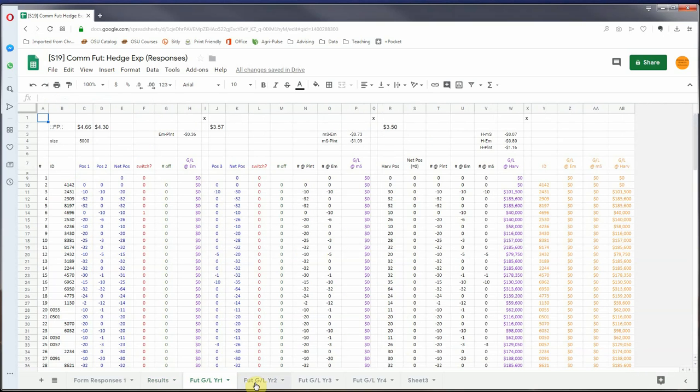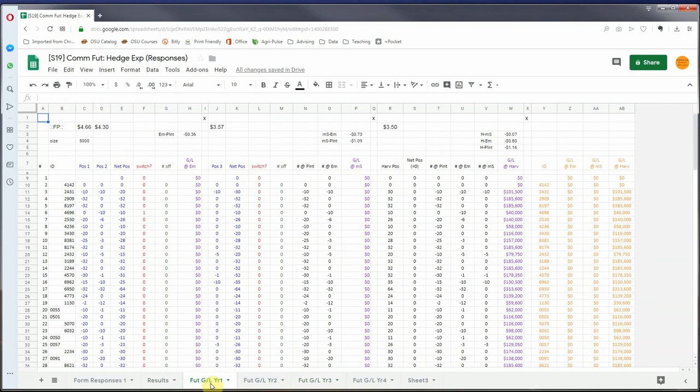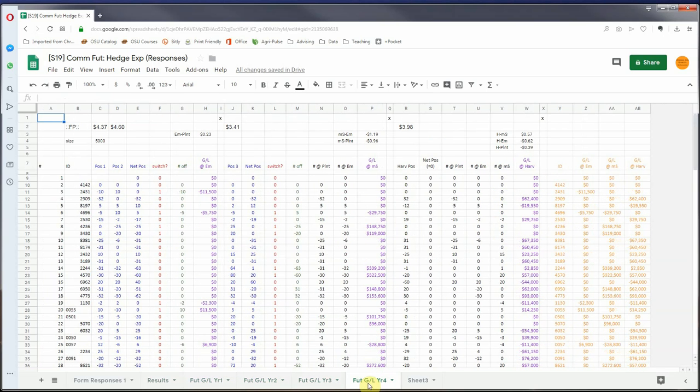My futures gains and losses are tabulated in each of these individual spreadsheets. Futures gains and losses year 1, year 2, year 3, year 4. I'm about out of time, so I may not go into specific detail, but I encourage you to poke around and look. It's a little bit involved because they can take long and short positions. That took me a little while to put together, but it's calculating correctly.